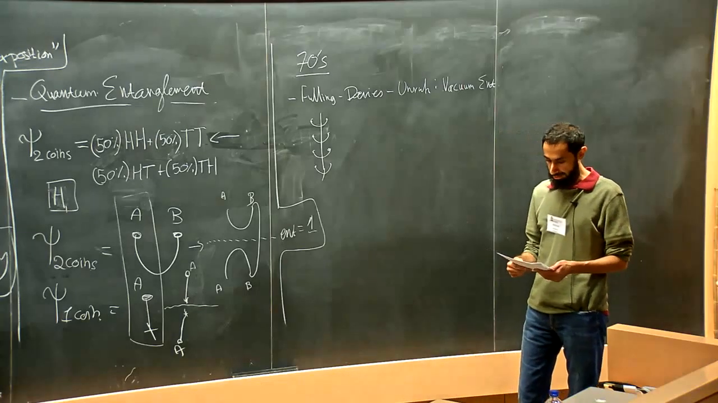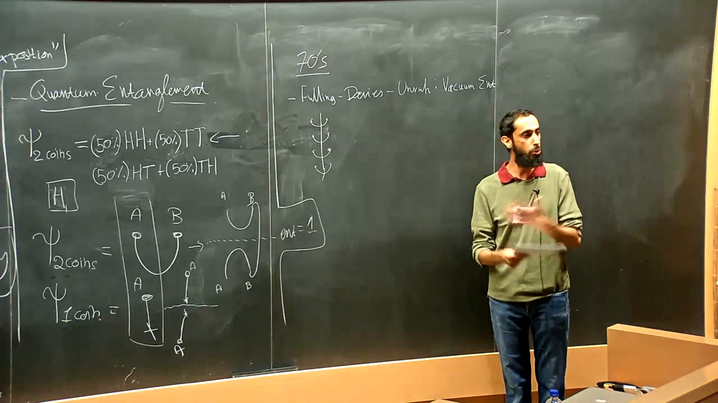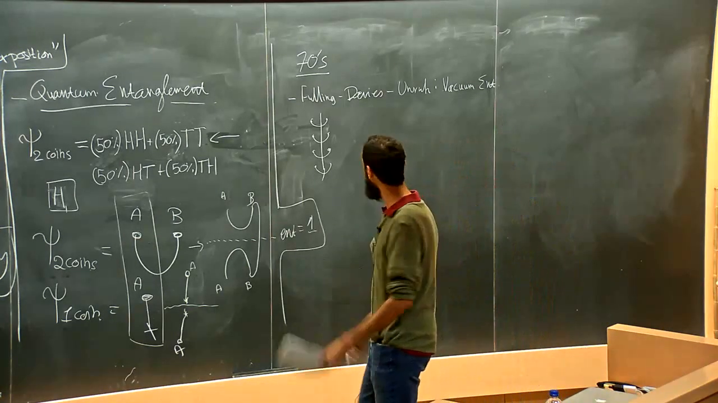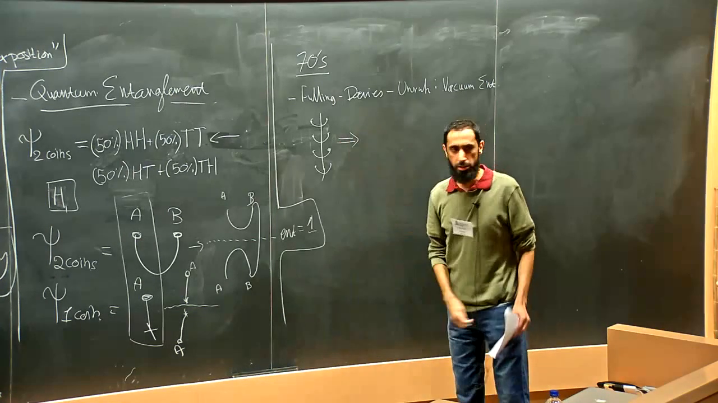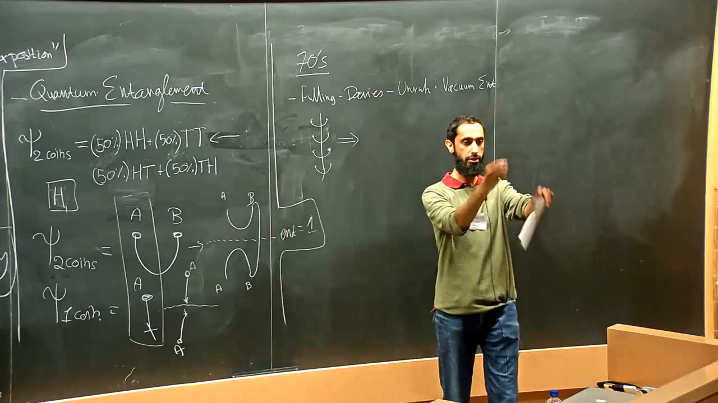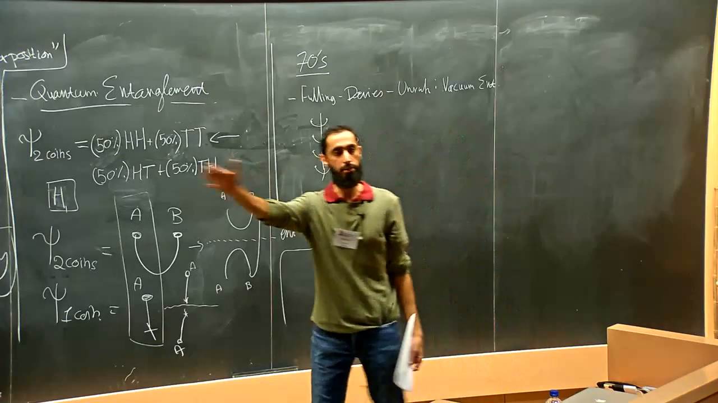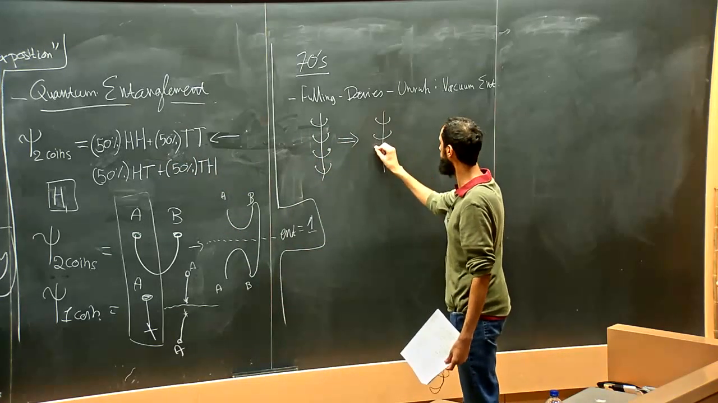In some sense, this entanglement is like the glue that holds space-time together. Something important is that these particles are not stationary. They're not just here and they just stay there. They actually move together. So I can represent that by something like this.